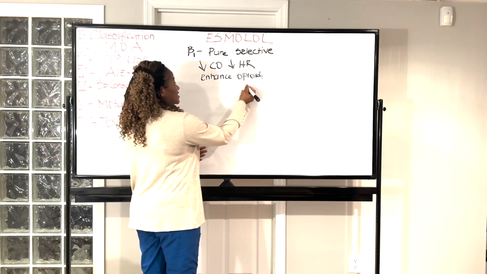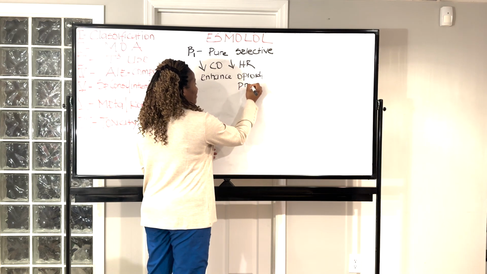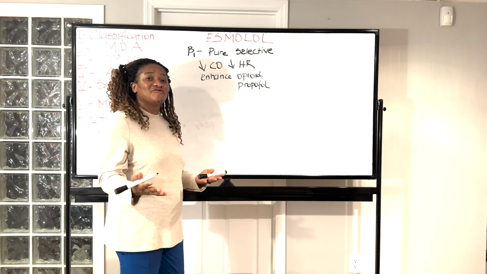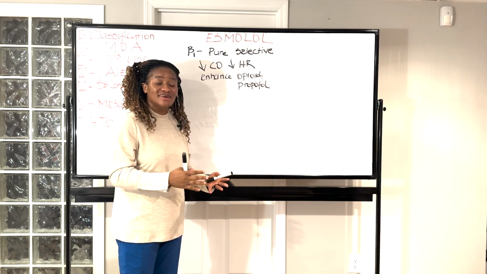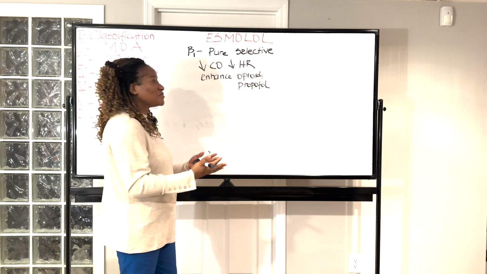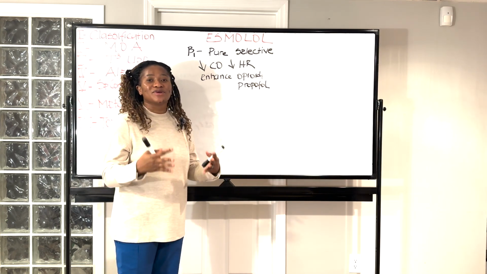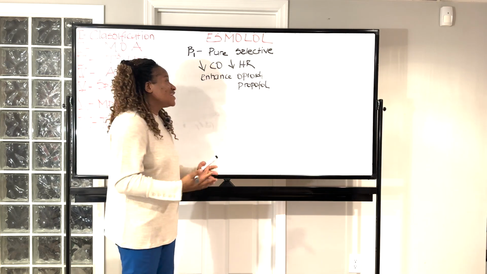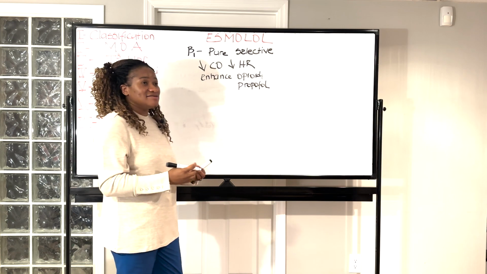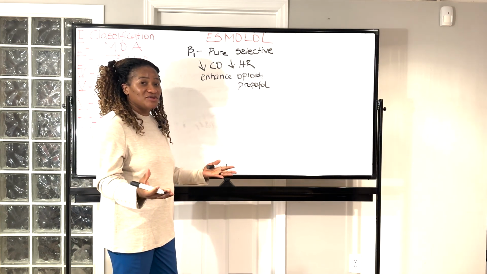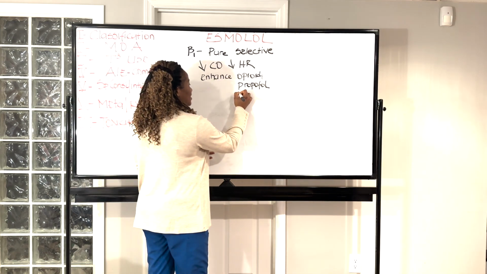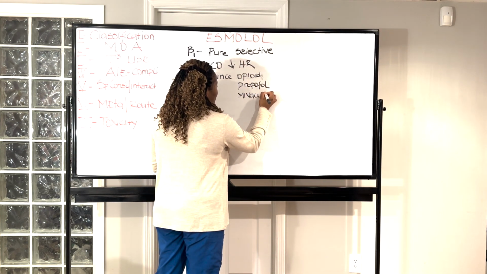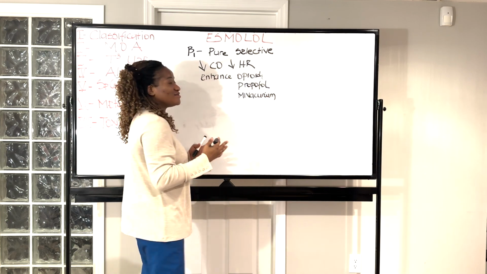Esmolol is also going to enhance the propofol action. So it decreases the requirement of propofol. You actually give less for better effect. And this is what we're looking for in anesthesia: pain control without having to give a ton of a drug. Esmolol helps us do that. And it also enhances the property of anesthesia drugs, like local anesthesia drugs, like mivacurium, which is also what we are looking for.